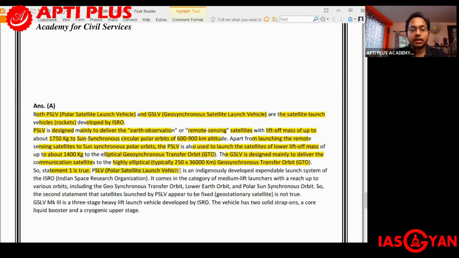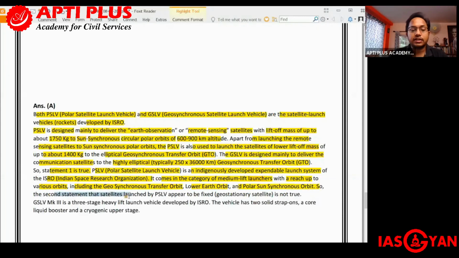PSLV, or the Polar Satellite Launch Vehicle, is an indigenously developed expendable launch system of ISRO, the Indian Space Research Organization. It comes in the category of medium lift launchers with a reach up to various orbits, including the geosynchronous transfer orbit, lower Earth orbit, and polar sun synchronous orbit.